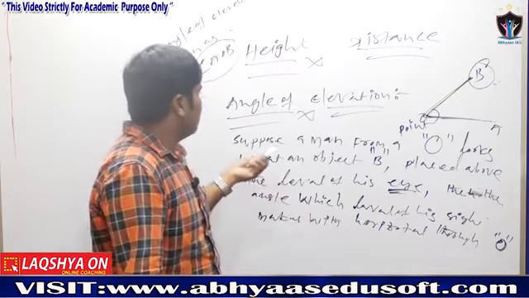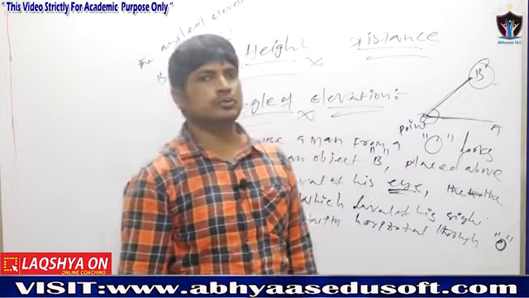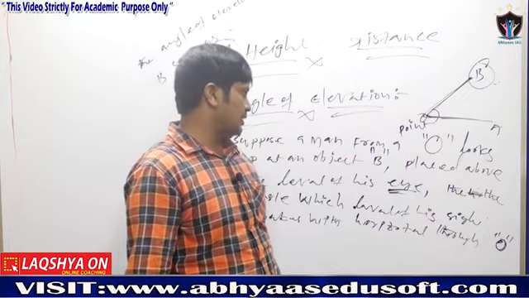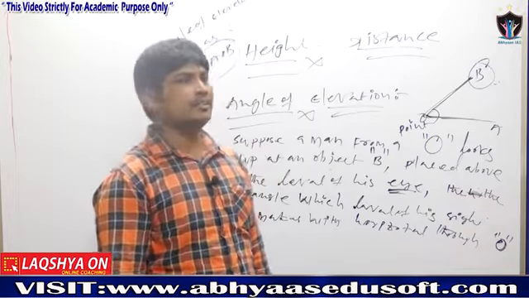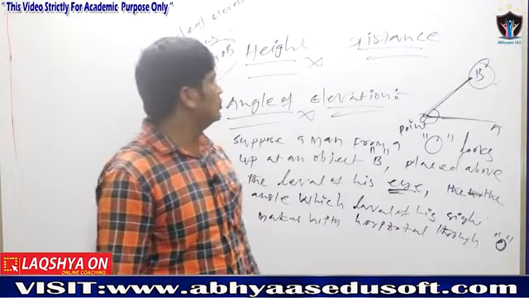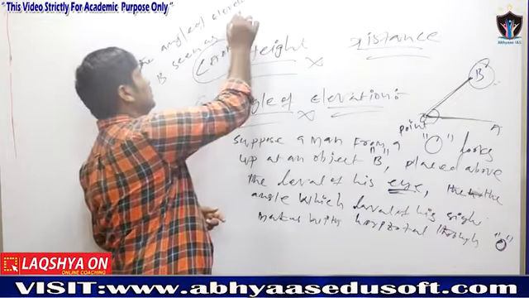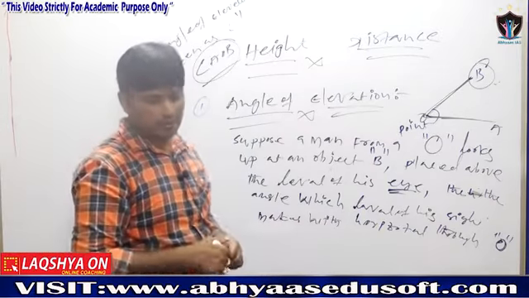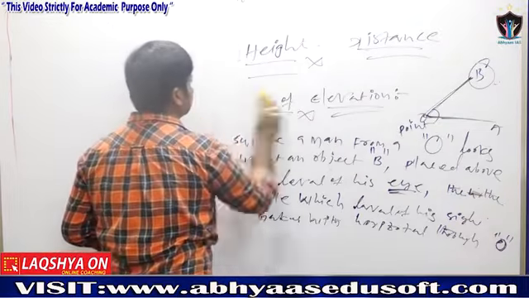So as a definition, suppose a man from a point O looks up at an object B placed above the level of his eyes. Then the angle which the level of his sight makes with the horizontal through O is the angle of elevation of B as seen from O, that is, angle AOB. In the same style, now let us see the angle of depression.